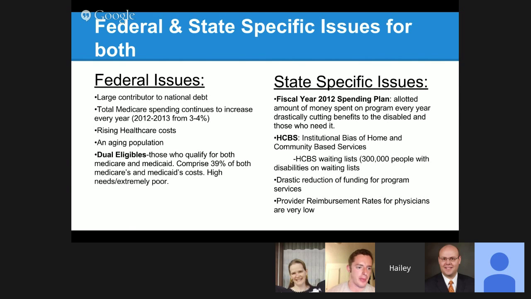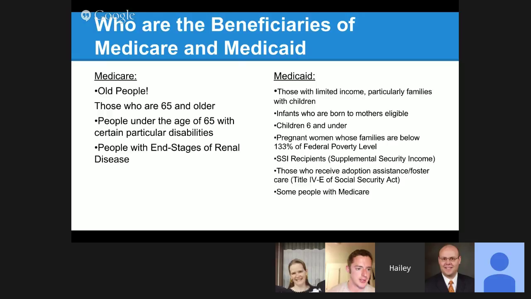But moving on, who are the beneficiaries of Medicare and Medicaid? For Medicare, old people. Well, more specifically, those who are 65 and older. People under the age of 65 with certain particular disabilities, and specifically people with end stages of renal disease. Medicaid is a little bit more specifications as to who qualifies, who's a beneficiary.